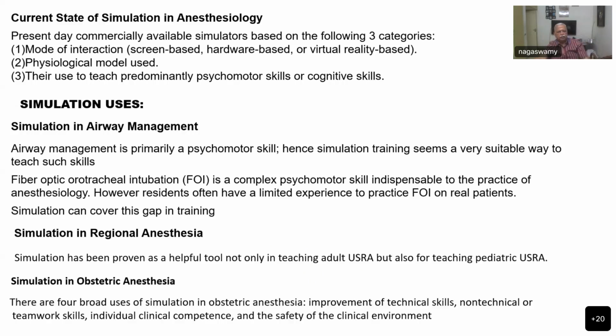And simulation in obstetric anesthesia. There are four broad uses of simulation in obstetric anesthesia: improvement of technical skill, non-technical or teamwork skills, individual clinical competence, and the safety of the clinical environment. So these are the four things that you have to follow in obstetric anesthesia. Improvement of your own technical skill. Sometimes giving a spinal in a pregnant patient may be very challenging. And non-technical or teamwork skills. When there is a postpartum hemorrhage, you need to work in synchrony with all the other people. And individual clinical competence, so performing a skill as an individual, and the safety of the clinical environment. All these things are taught in simulation in obstetric anesthesia.